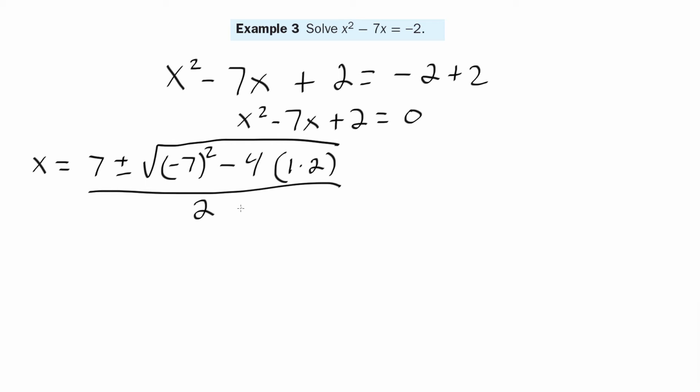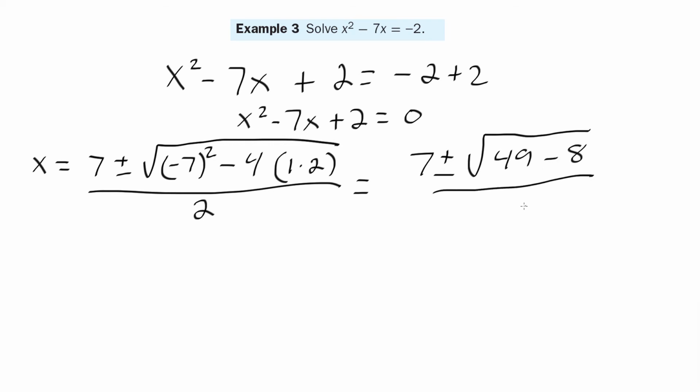And this is going to equal 7 plus or minus the square root of 49 minus 8 all over 2, and we get then that it's 7 plus or minus the square root of 41 divided by 2. This is our exact answer. If we're asked for that, we would stop at this point.